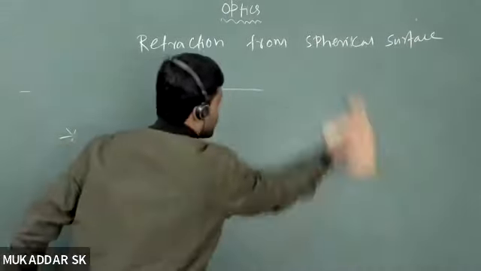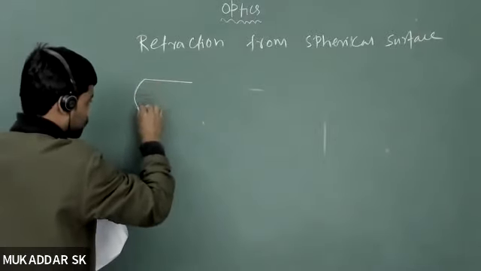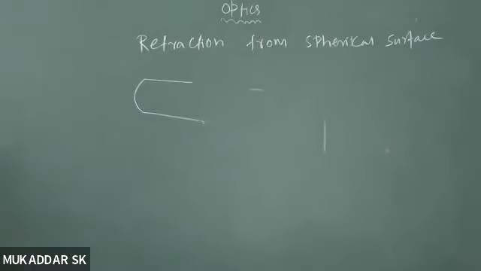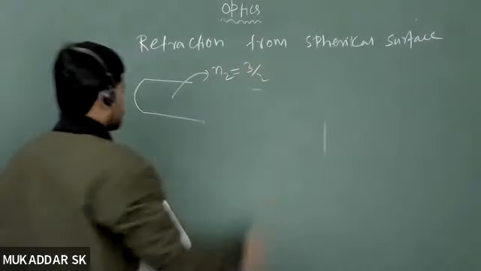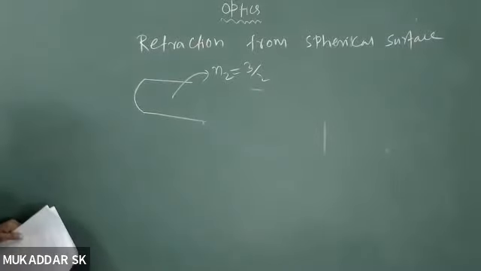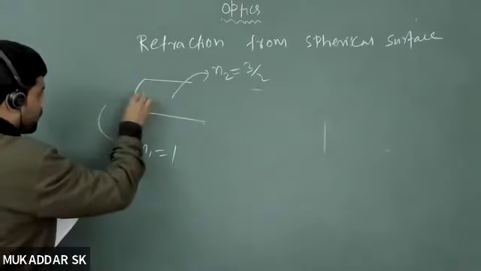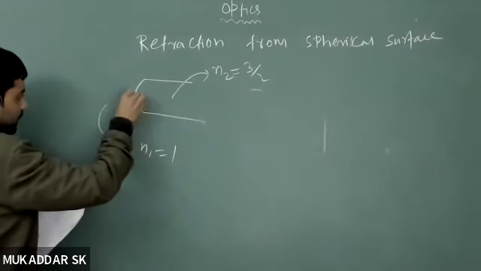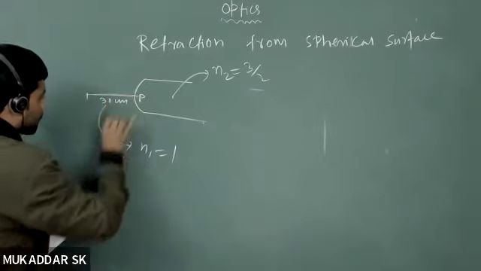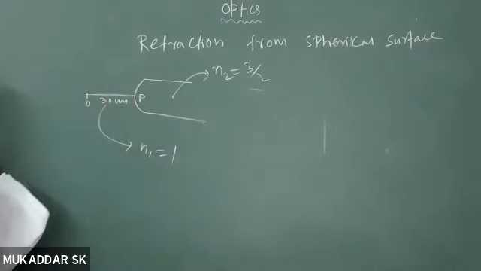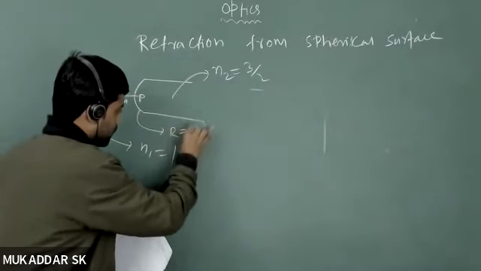Okay, let us solve two problems on this topic. Suppose you have this kind of medium, and this is basically glass, and its refractive index is given as 3/2. This glass is surrounded by air, and the refractive index of air you know is 1. Okay, and this is the pole. Now a point object is kept at a distance of 30 centimeter from the pole. So here you have a point object. This distance is 30 centimeter. The radius of curvature of this surface is given, that is r equals 10 centimeter.